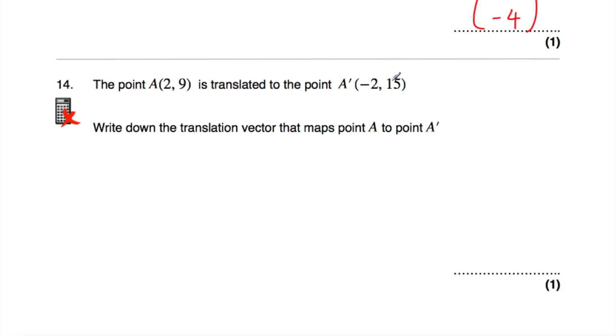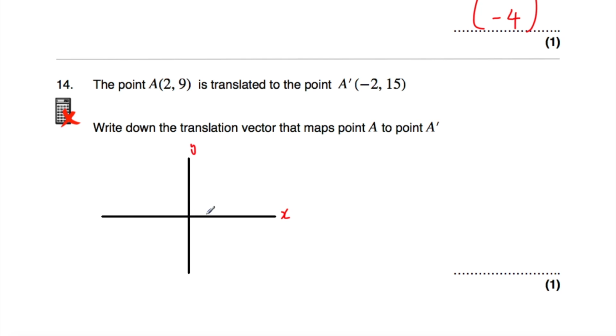To get from A to A dash, I'm just going to do a little sketch here to help us visualize this. Actually, if I was doing this in an exam, I probably wouldn't do a sketch. I would just go, well, it's gone from 2 to -2, so it's moved 4 to the left, and then it's moved from 9 to 15, so it's moved 6 up, and I would figure it out that way. But here's a little sketch just to help us visualize it as we're talking about it.